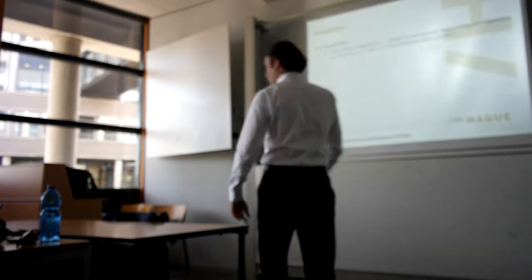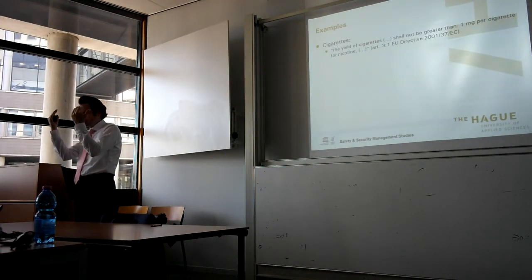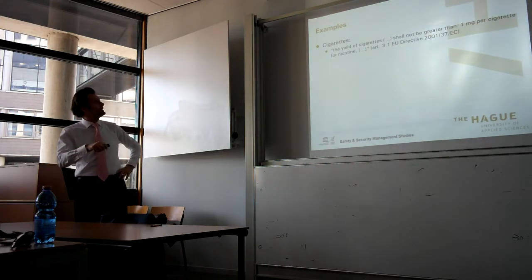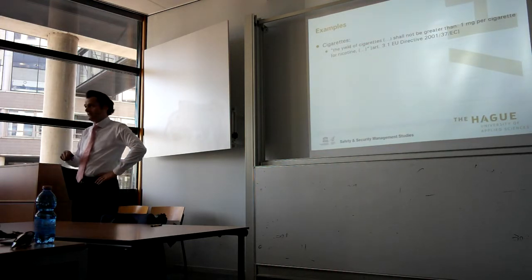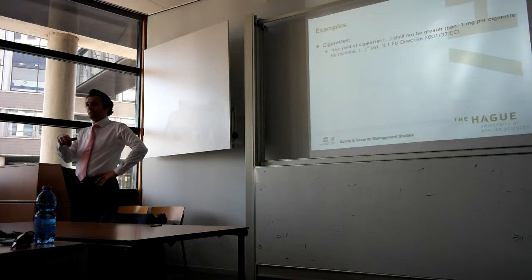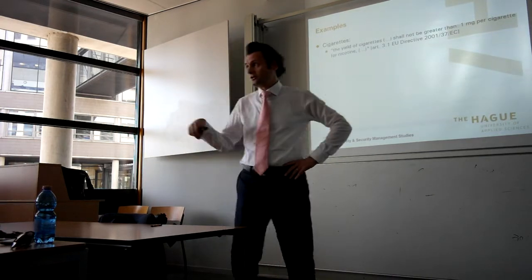Examples. It's not, let's say, rocket science, but it's important to get to the lowest level of the ex ante intervention. And that is as concrete as, in making cigarettes, the yield of cigarettes shall not be greater than 1 milligram per cigarette for nicotine. So this is a real legal norm for goods in the European Union, applicable to all producers of cigarettes in the internal market of the European Union.